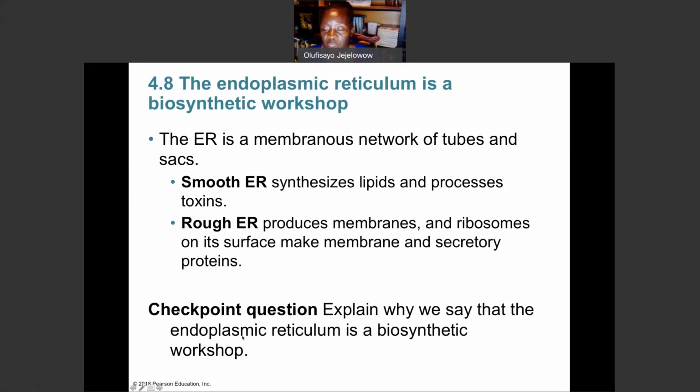Checkpoint question: explain why we say that the endoplasmic reticulum is a synthetic workshop. So the smooth ER is busy making lipids, steroids, all of that kind of lipids. Lipids that will actually be added, will be phosphorylated to make the membrane material. So typically, the ER kind of grows in place. They actually make their own components and incorporate and grow in place as the cell grows.